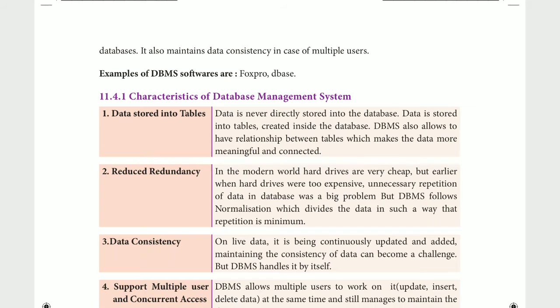Next is reduced redundancy. In the modern world, hard drives are very cheap. But in olden days, hard disks were very expensive. Unnecessary repetition of data in a database was a big problem. But DBMS follows normalization, which divides the data in such a way that repetition is minimum.